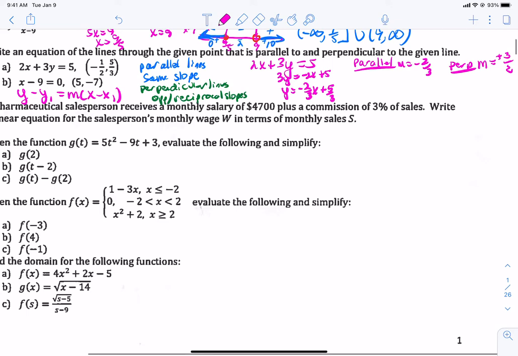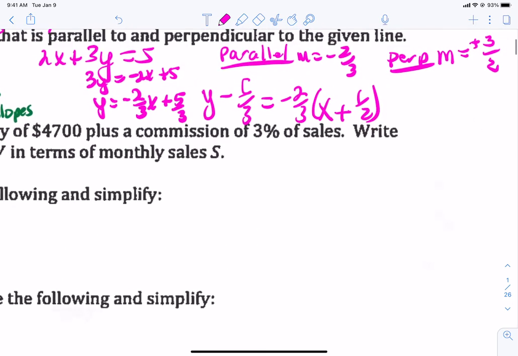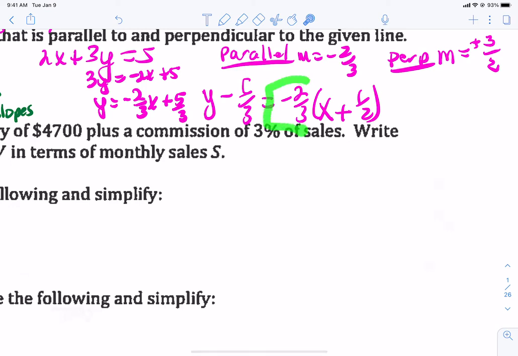And so the first one will be y minus 5/3 equals -2/3. X minus -1/2 will become plus 1/2. So that's your answer. Y minus 5/3 equals -2/3 quantity of x plus 1/2. Now, if your teacher wants you to put it in slope-intercept form, distribute the -2/3 and then add 5/3 to the other side. For the perpendicular, instead of a -2/3 there, it's the exact same thing, but you're going to put a 3/2 in that spot right there.